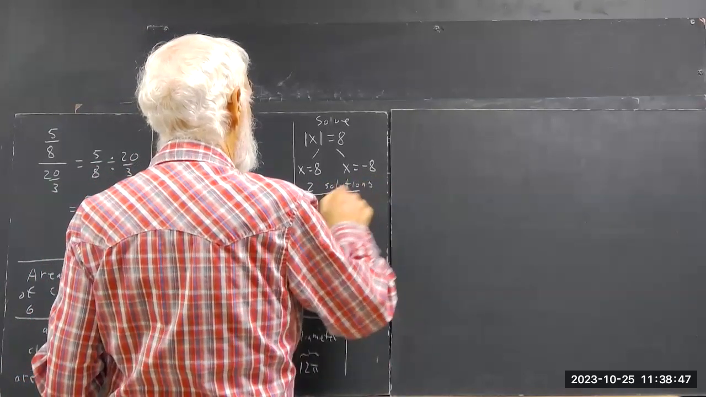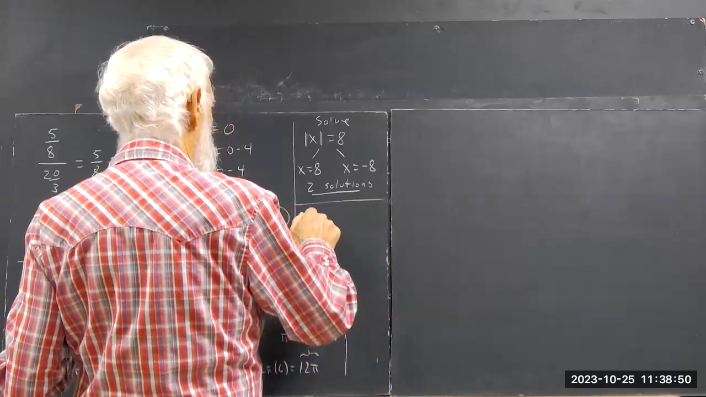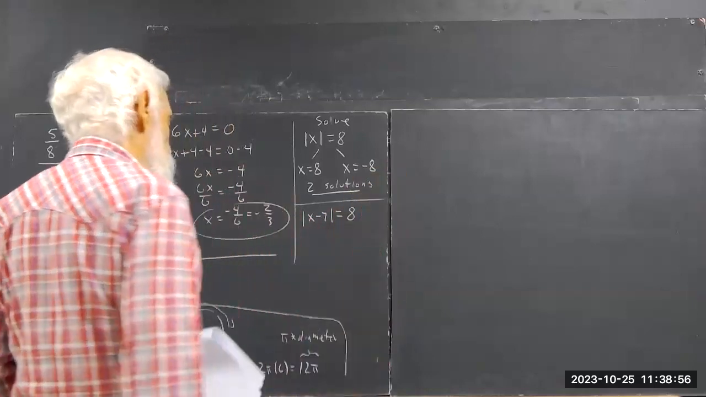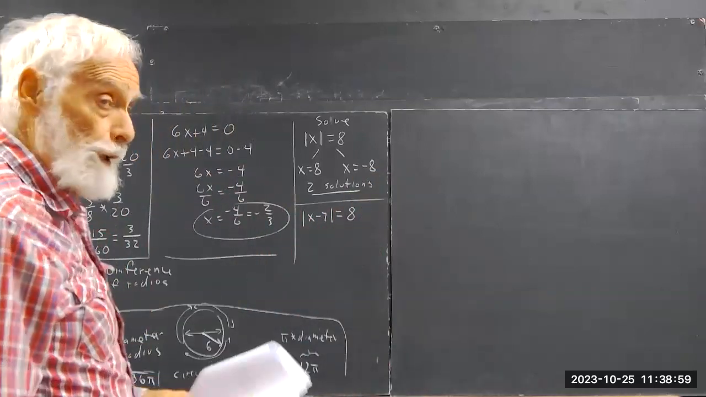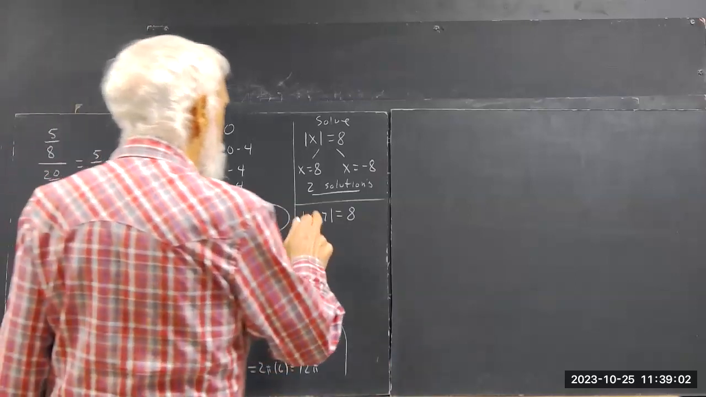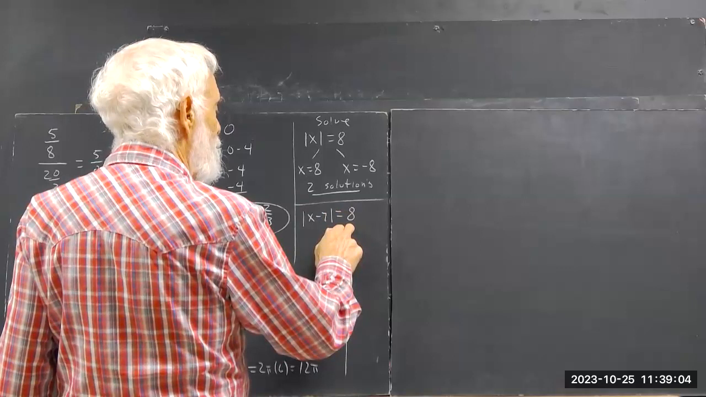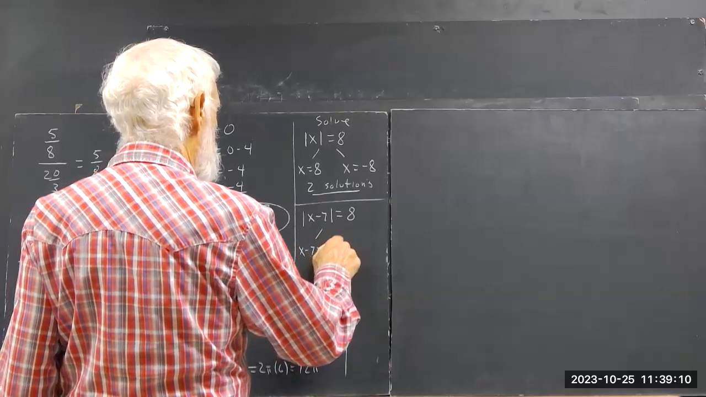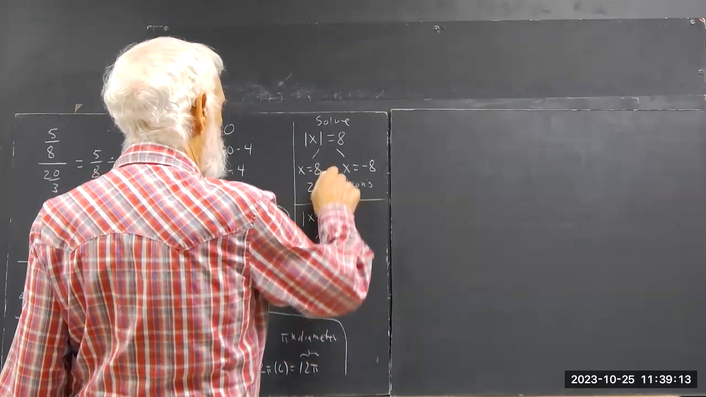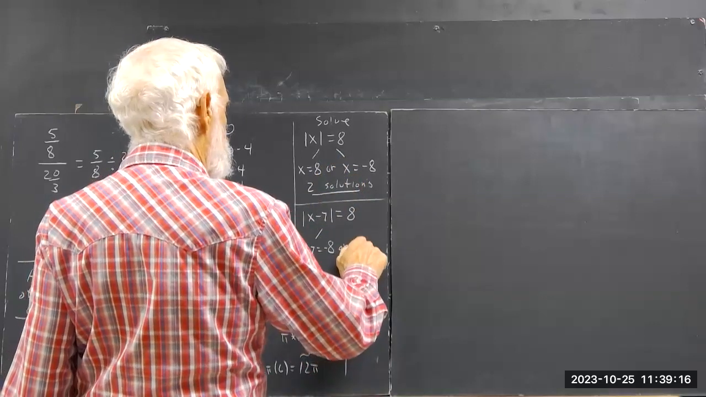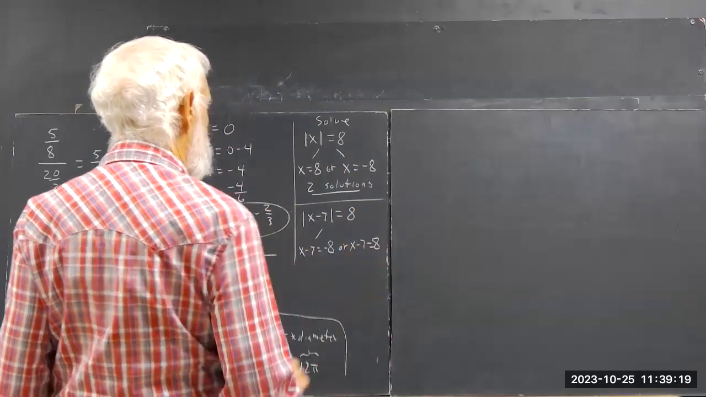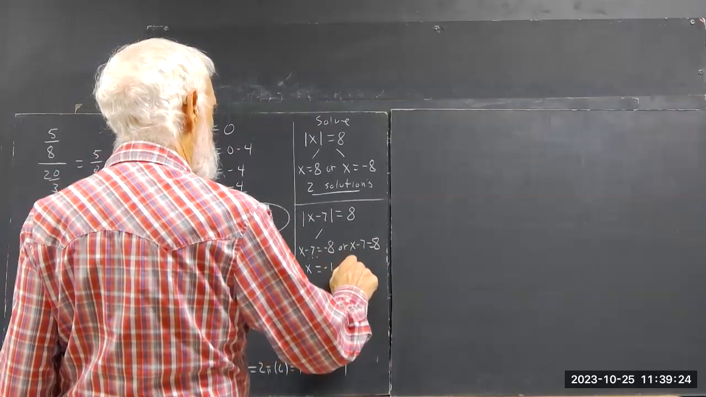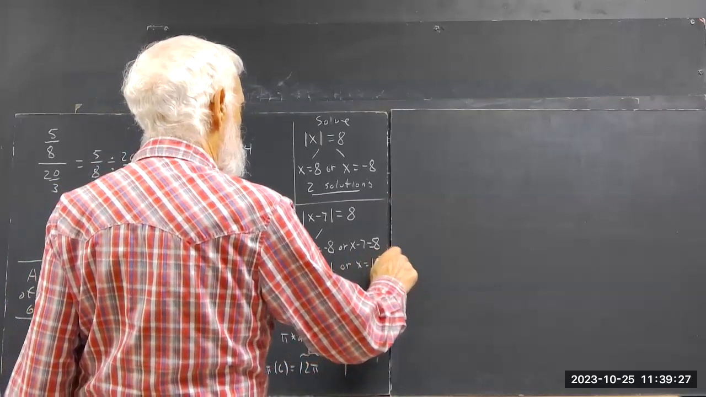If you have absolute value of x minus 7 equals, why not 8? We're seeing a lot of 8s in this. Whatever's inside an absolute value sign has to either equal 8 or negative 8. So you say x minus 7 equals negative 8, or x minus 7 equals 8. Solving that, we get x equals negative 1, or x equals 15.